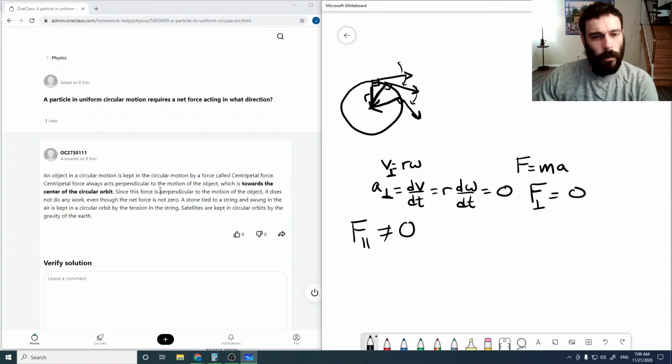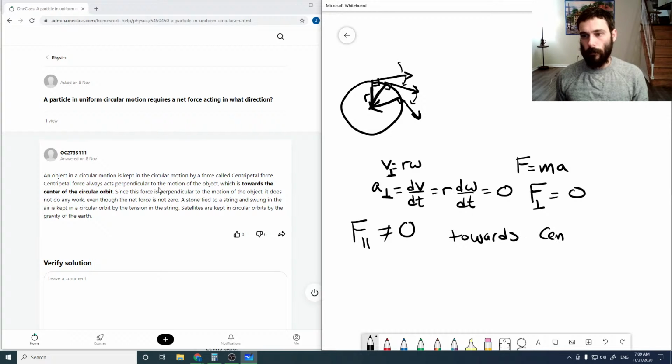Now let's look at the solution here. So an object in a circular motion, and I'll just put towards center, just to drive it home. An object in a circular motion is kept by a force called centripetal force. Centripetal force always acts perpendicular to the motion of the object. So perpendicular to the motion is perpendicular to R, so it always acts parallel to R, which is towards the center of the circular orbit.